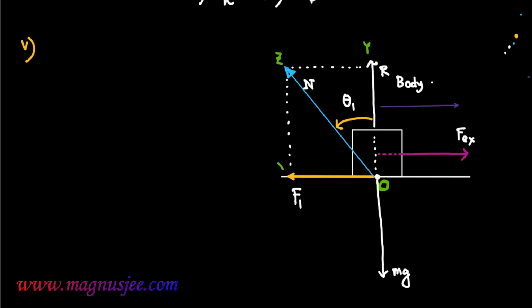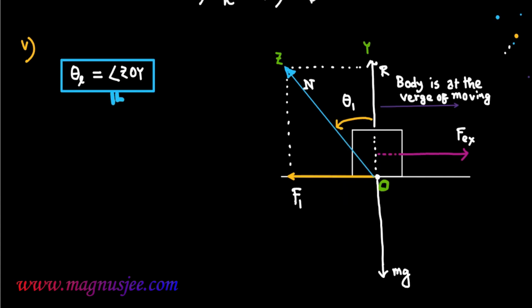Towards the right, the body is at the verge of moving over the rough surface of the other body due to application of external force Fex, but the body does not move. In this case, θL is angle ZOY, that is the angle subtended by the resultant N with the direction of normal reaction R.